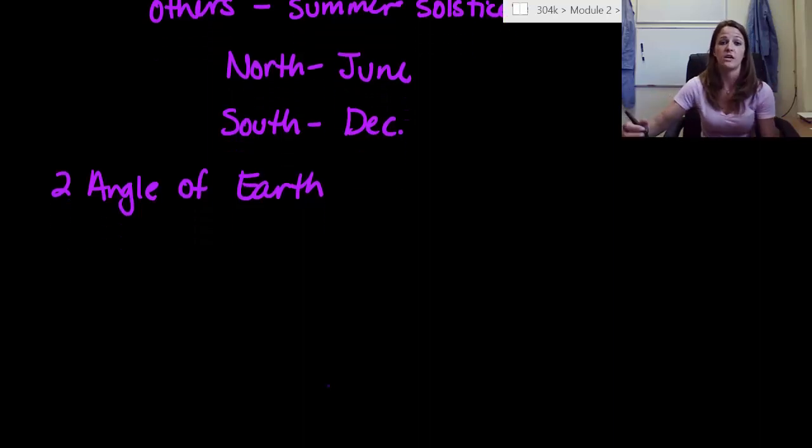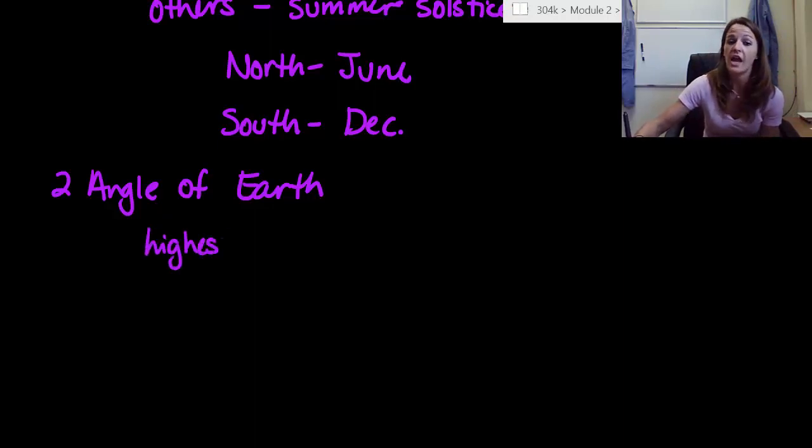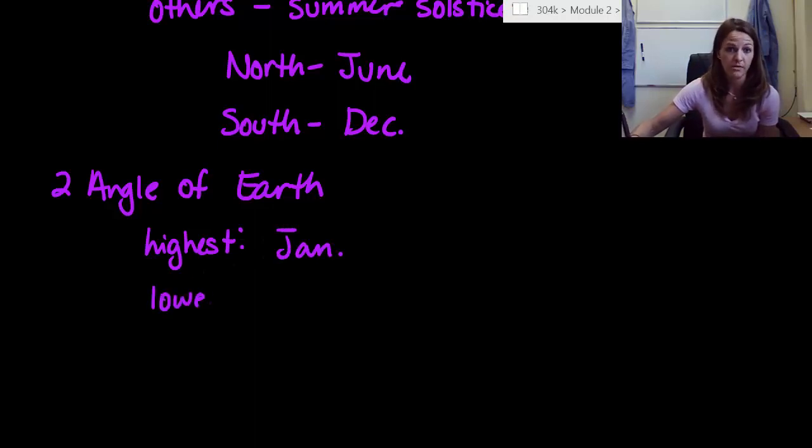So what we need to take from this is that in general, so we're going to say globally for the entire Earth, our highest amount of sunlight based on the angle of the Earth is going to be in January, where our lowest amount, again based on the angle of the Earth, is in June.